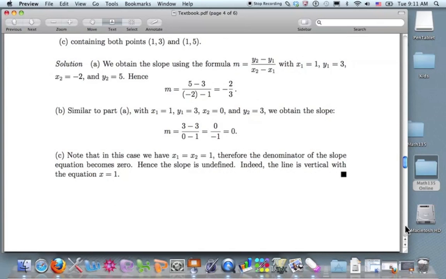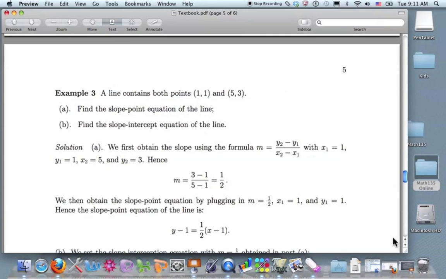Please go through example 2 by yourself, and we will focus on number 3. Let's go through example 3.